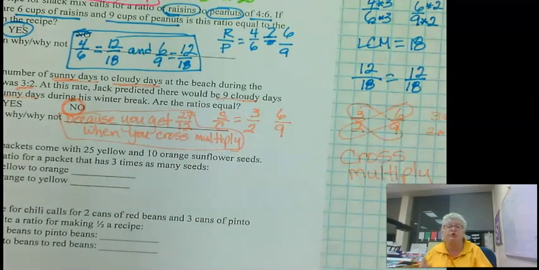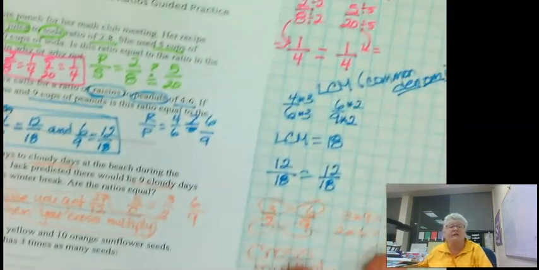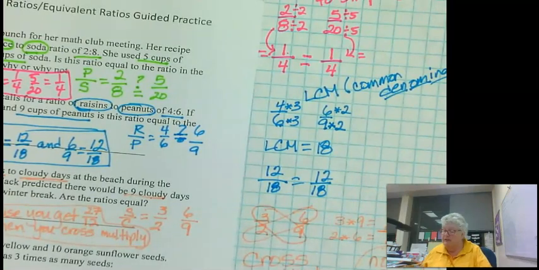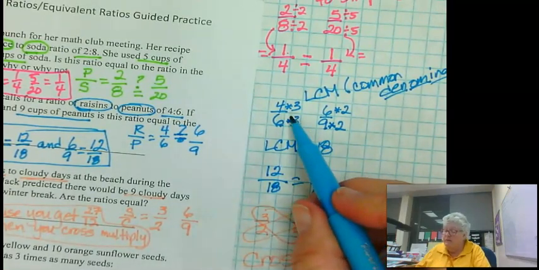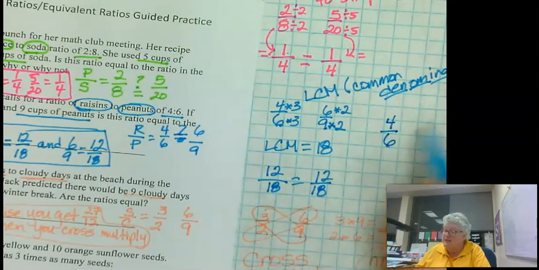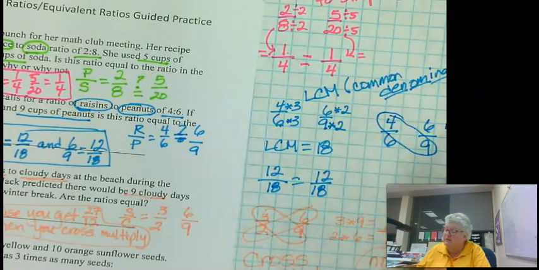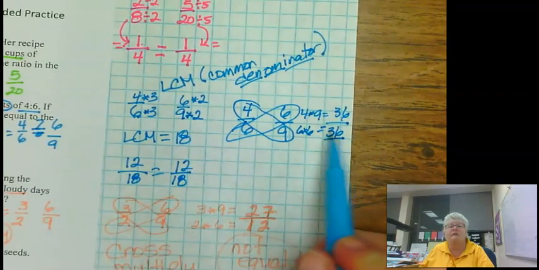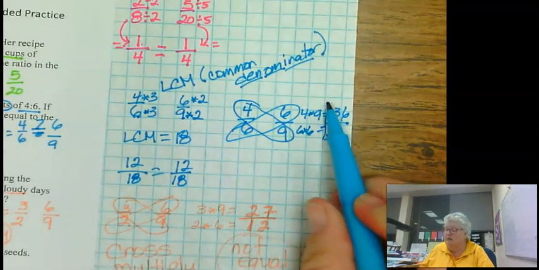Well, let me just show you very quickly on the last two what happened, okay? If we did this one was 4 to 6, and this was 6 to 9. If I cross multiply, 4 times 9 is 36, and 6 times 6 equals 36. Oh, look at that! I got the same thing. 36, 36.